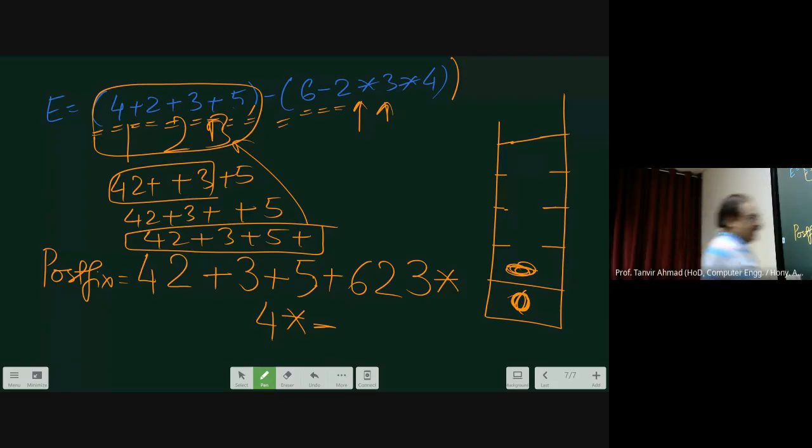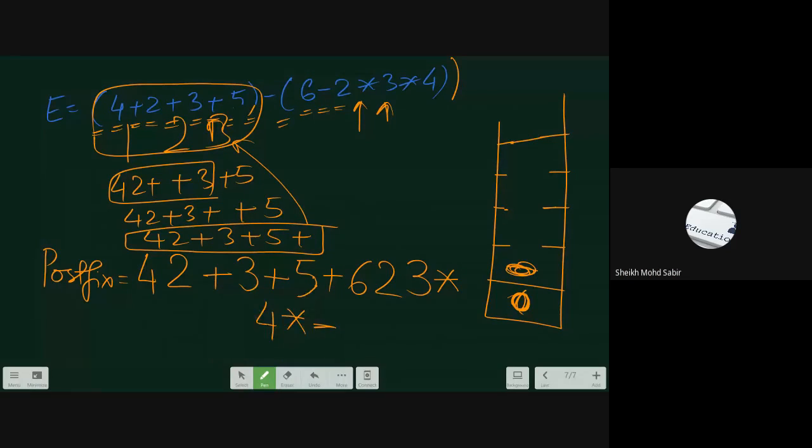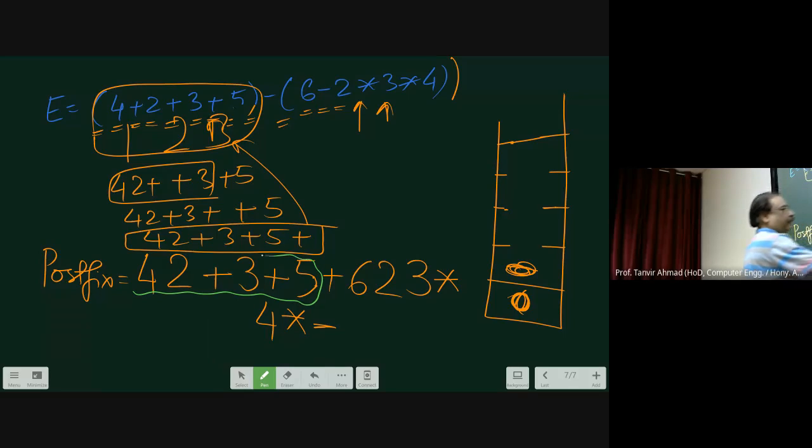Now if you see over here, you see this is the same. Good.